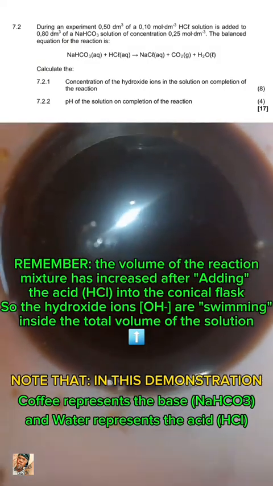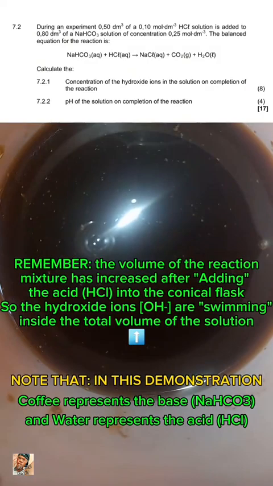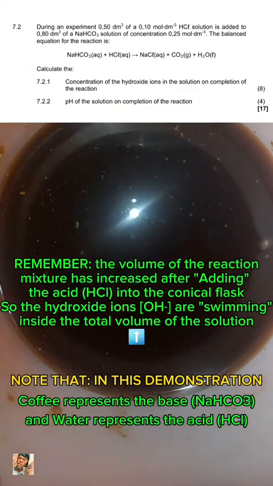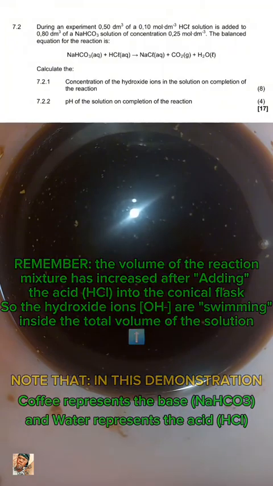So these hydroxide ions are flowing inside the total volume, not just the volume of the base. So we're not going to utilize the volume of the base, which is 0.8 cubic decimeters. We're going to utilize the total volume, which is the volume of the base and the volume of the acid combined. That is why we're going to utilize the total volume. I hope that we are clear with that.